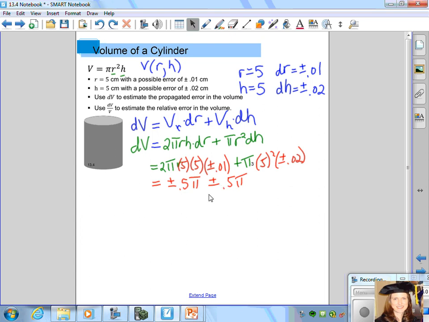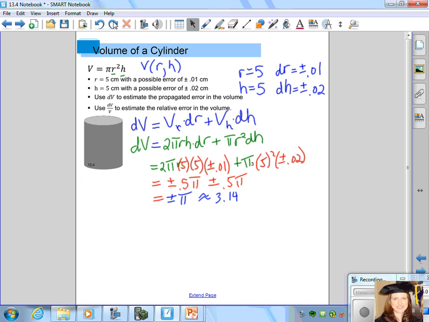You could have 0 actually. So that 0 is in between that maximum and that minimum. So we don't need to consider the case where one's positive and one's negative, because this plus or minus pi goes everywhere from a negative pi to a positive pi. It covers those possibilities. So plus or minus pi is your estimate for the propagated error in the volume.